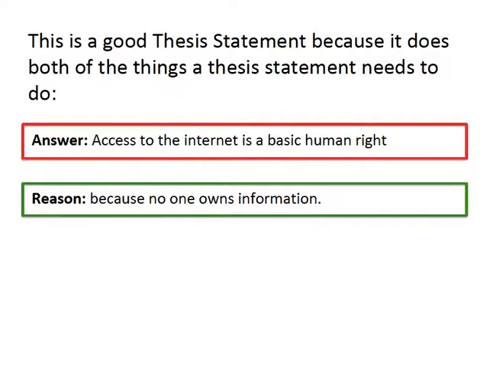Now remember the two pieces that a good thesis statement is going to have: an answer and a reason. And by breaking these two things out into these colored boxes, you can see that this example is a good thesis statement. We have a clear answer: access to the internet is a basic human right, and we've given a reason for that answer, because no one owns information. When you're composing a thesis statement, once again, you need to have both of these pieces together if your thesis statement is going to be strong.